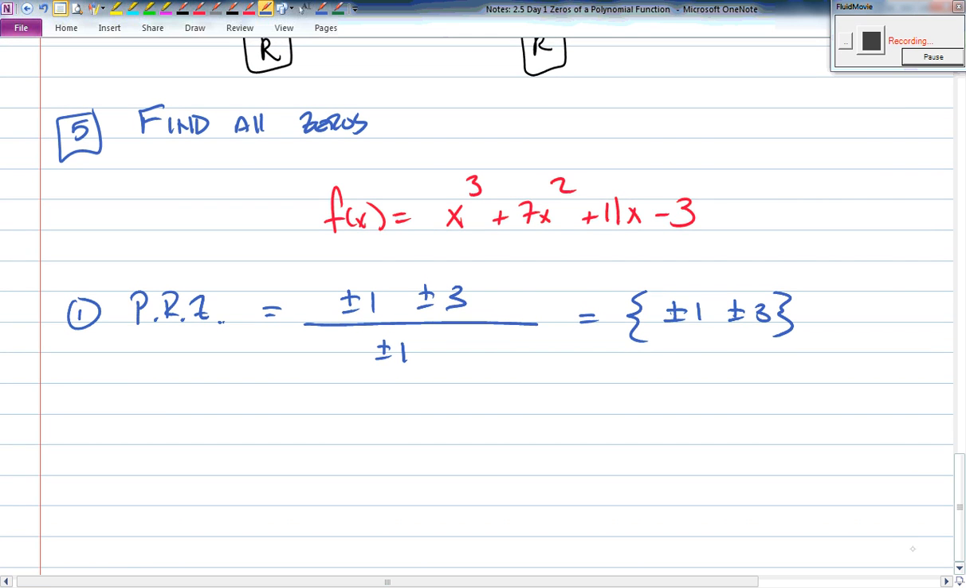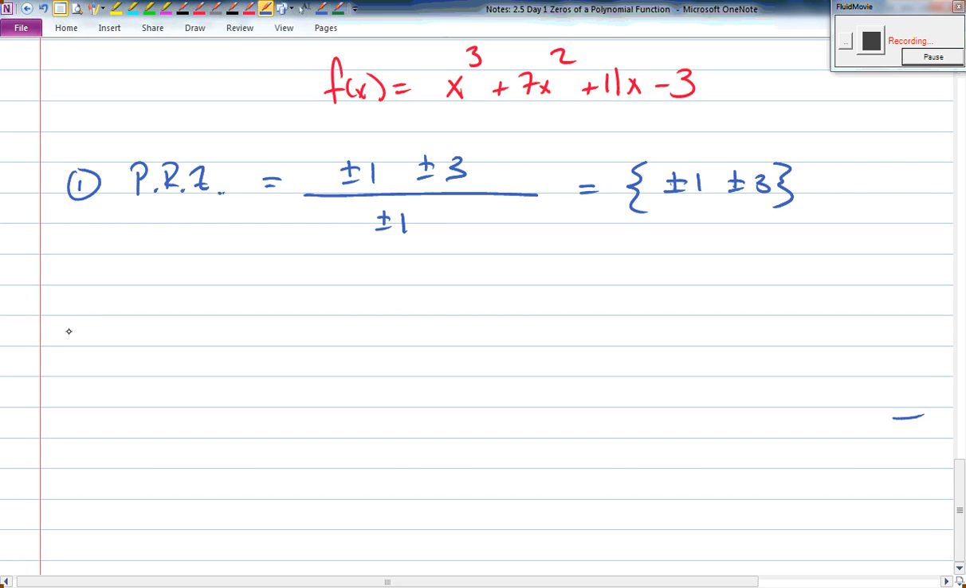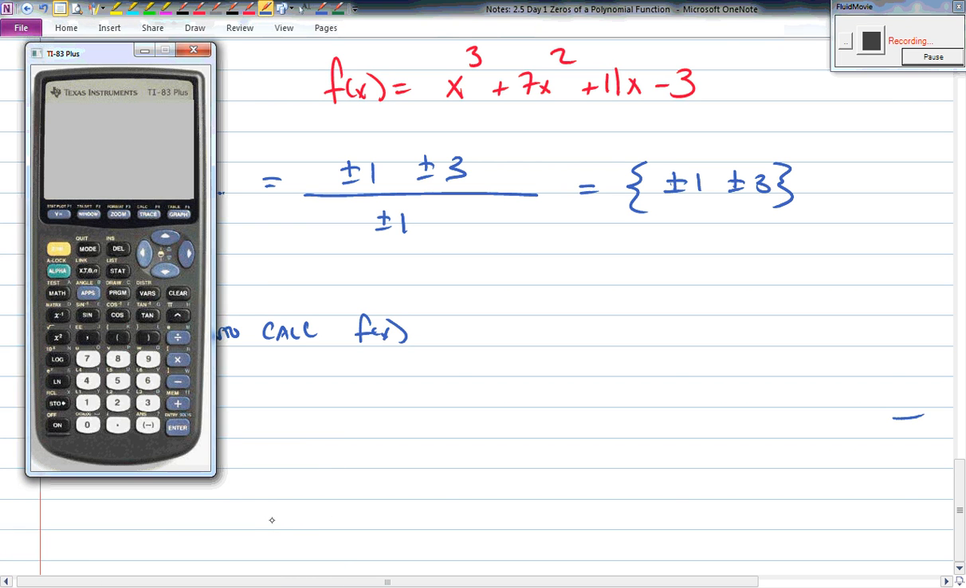Once I have my potential rational zeros, the second thing I want to do is plug f of x into the calculator. So we're going to plug in our function, and my function's right there in red. So x to the third plus 7x squared plus 11x minus 3. And let's all hit zoom 6 so we're looking at the same screen.